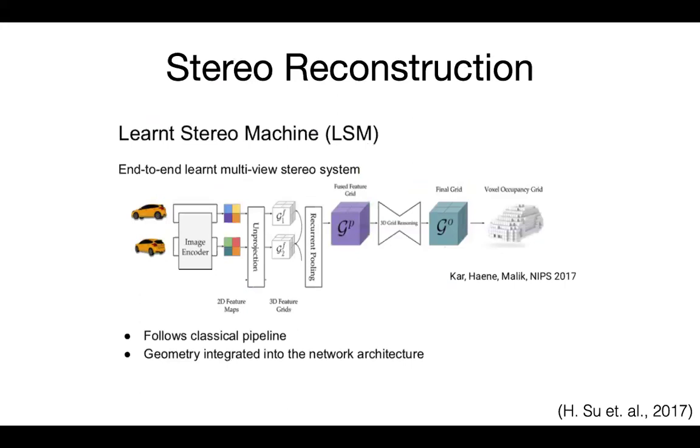And finally, we have the part of reconstruction. In reconstruction, we start with images, and then reconstruct 3D objects from images that were taken from a 3D scene. The simplest is stereo reconstruction. We discussed this previously in the course. We can create a neural network that learns to do stereo reconstruction, like a stereo machine.